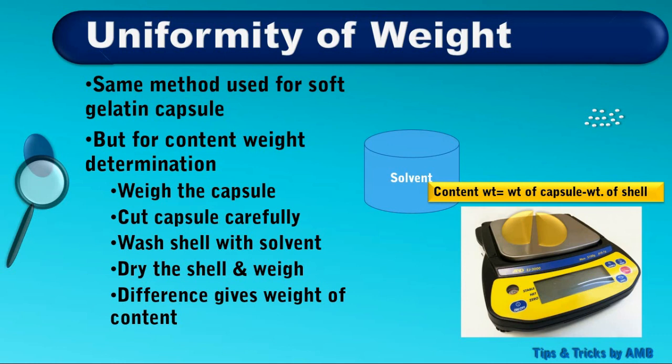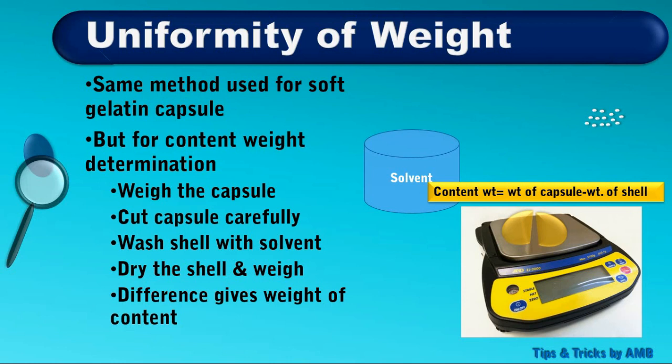So in this way we can find out the weight of content which is present in each soft gelatin capsule. So that is the only difference in case of uniformity of weight of soft gelatin capsules. The rest is similar to that of hard gelatin capsules.